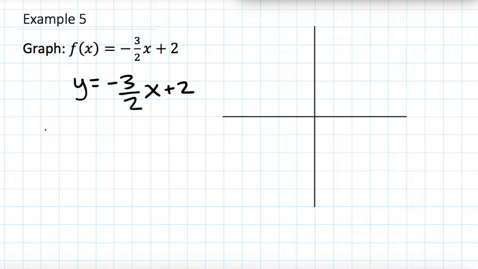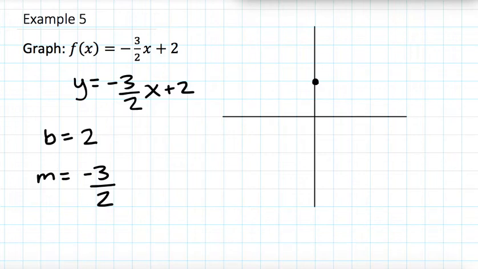Now, just like before, I want to identify b first. In this case, b is positive 2. So I'm going to put a point on positive 2 on the y-axis. And then identify my slope. My m in front of x is negative 3 over 2. Now this is already a fraction, so I don't need to worry about that.